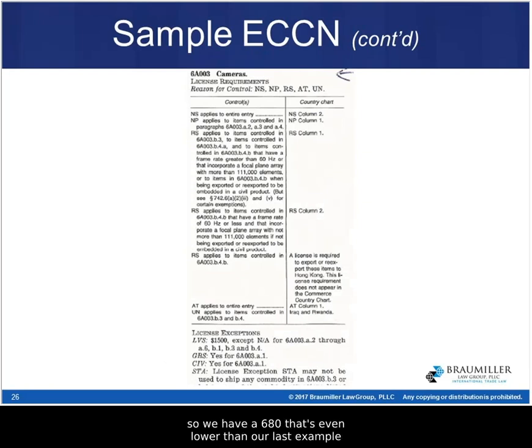So we have a 6A0. That's even lower than our last example where the third character was a 2. So we see, and then if we come down under that control chart there, table, we see NS, or national security, applies to the entire entry. And then follow over to the right under the country chart heading, NS column 2. And so I'm going to walk, again, the next slide, I believe, is the country chart.